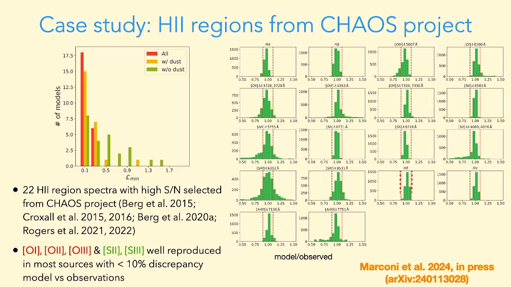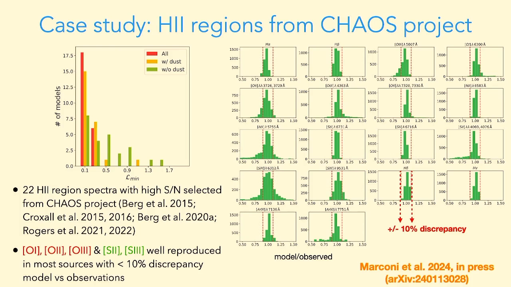And here you can see line-by-line comparison of model and observation, and the red lines are the plus or minus 10% discrepancy. So these models basically are able to reproduce 18 emission lines at the same time, with an accuracy which is more or less better than 10%. But most of all, you can notice that we can easily reproduce at the same time oxygen I, oxygen II, oxygen III, sulfur II, and sulfur III.